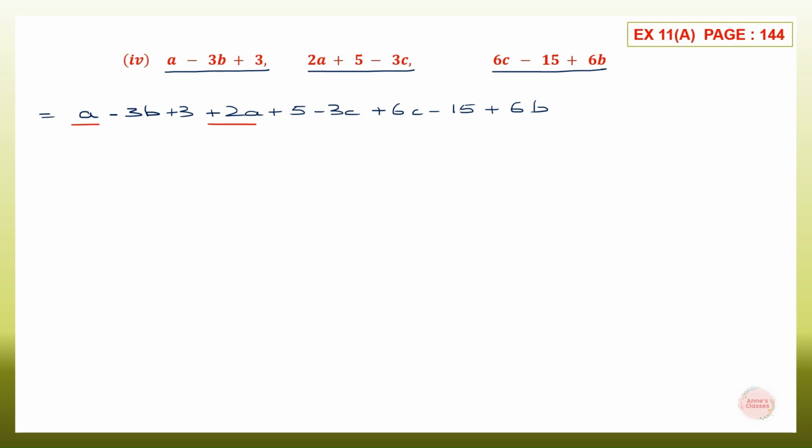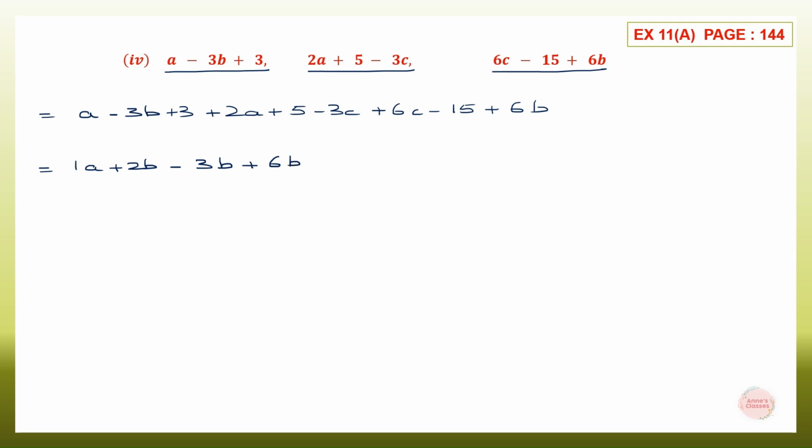So let's write the a's together. So we have 1a plus 2a. So a's are over, let's go on to the b's. Here we have minus 3b, then we have plus 6b. We have only two of those. So minus 3b plus 6b. So we finished with the b's.